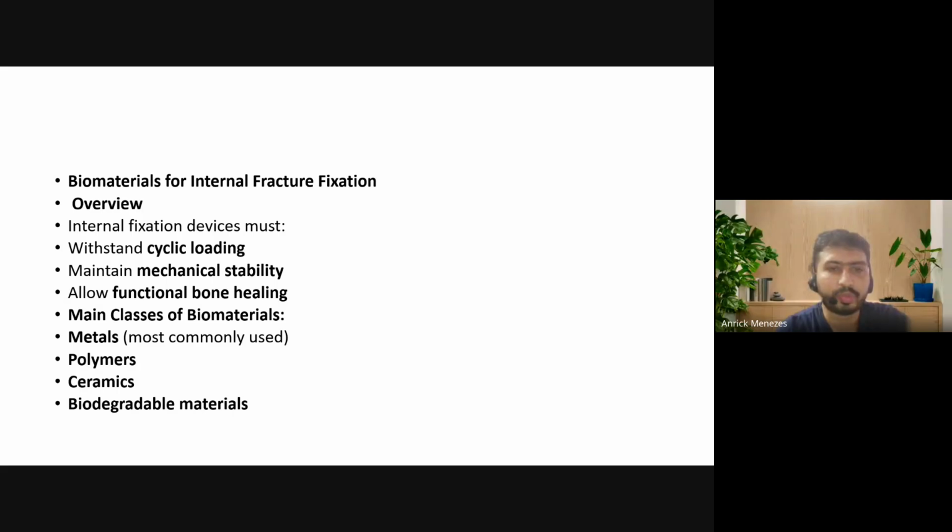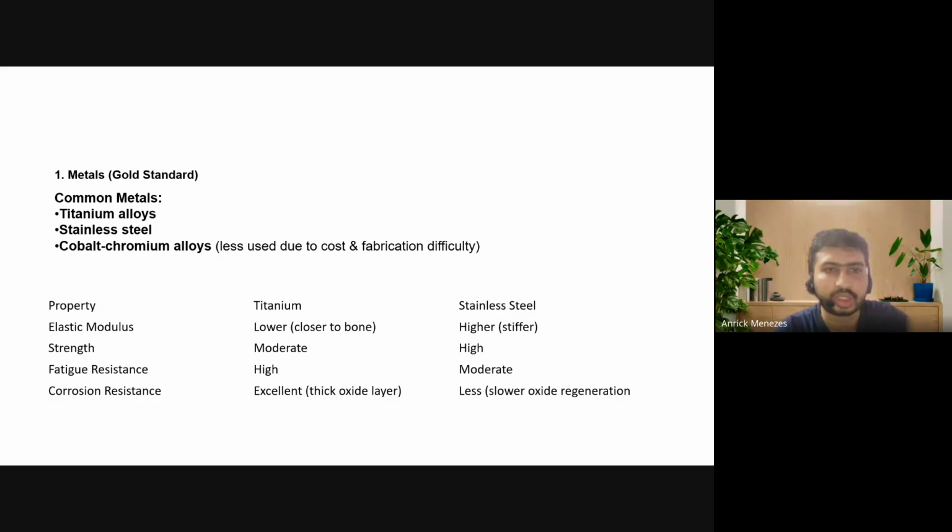The main classes of biomaterials used are metals, which are most commonly used, and polymers. These are some of the things that have to be known. I just put one metal, which is one of the gold standards. You have titanium alloys, which are an advancement, and you have biodegradable materials coming in. Comparing titanium and stainless steel, for elastic modulus, titanium is lower, closer to bone, with higher strength moderate, but stainless steel is high.